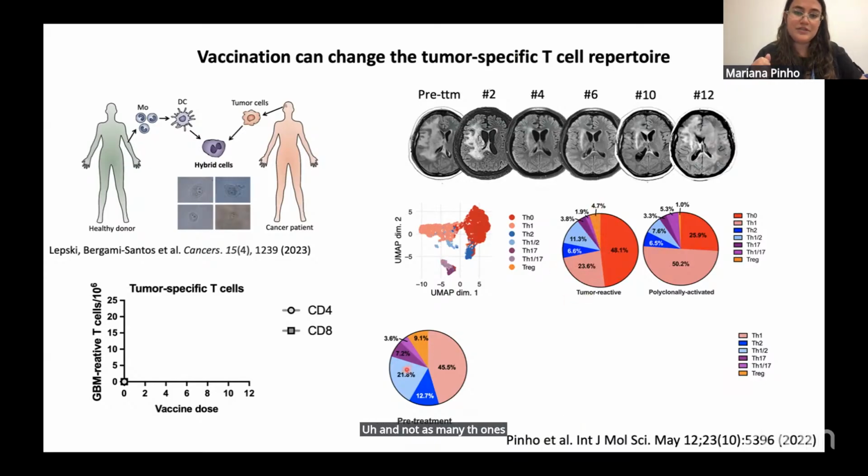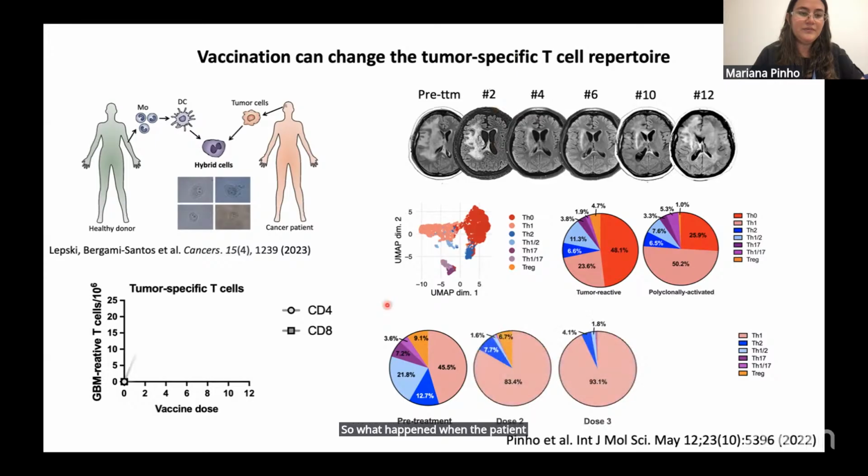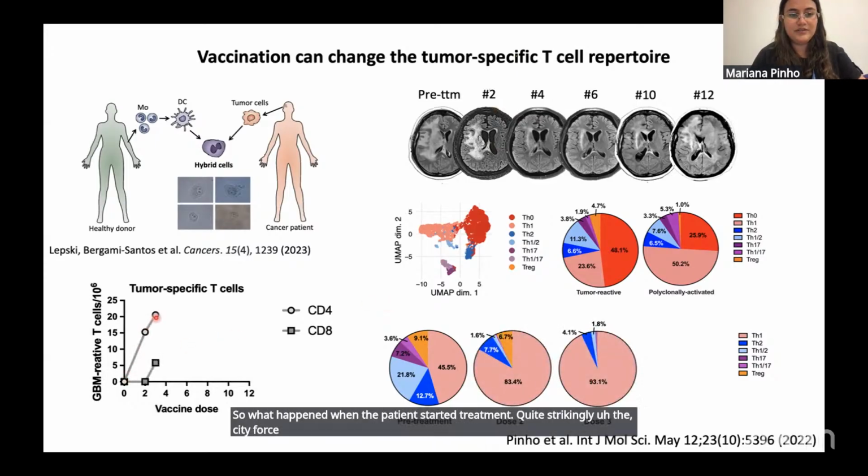So this is just removing the Th0, which would be the cells that didn't express any cytokine. You could see the percentage of each of the different subtypes of the CD4. So what happened when the patient started treatment? Quite strikingly, the CD4s went up first. On the very first dose, it was already up.